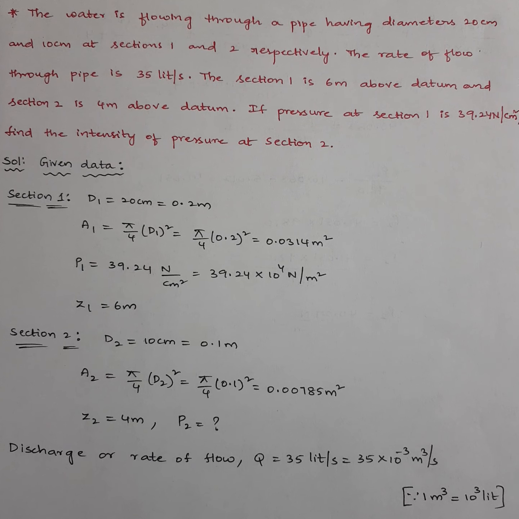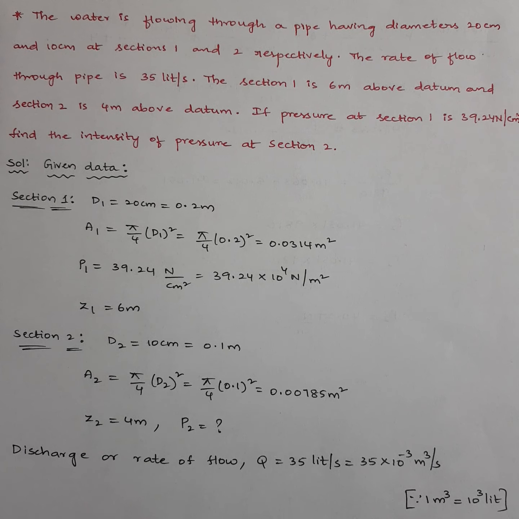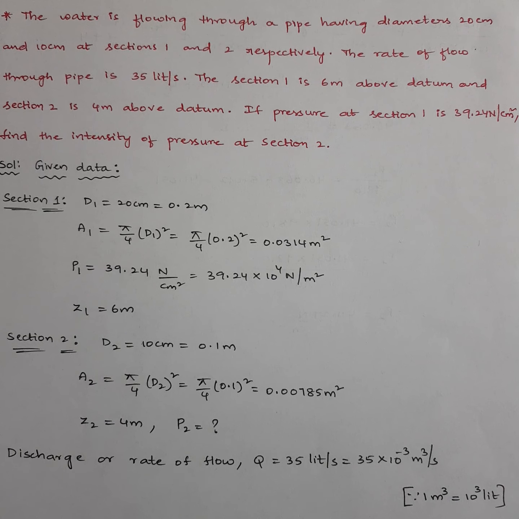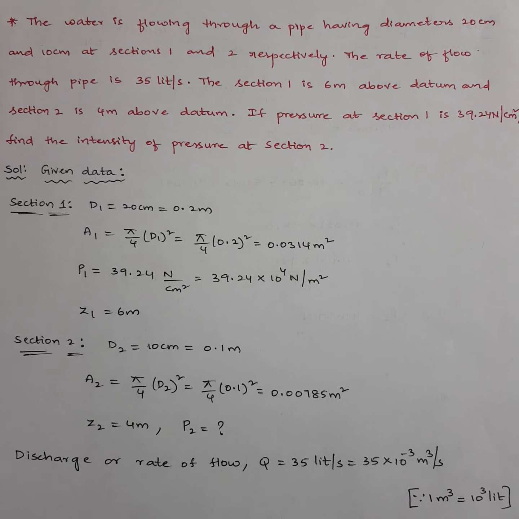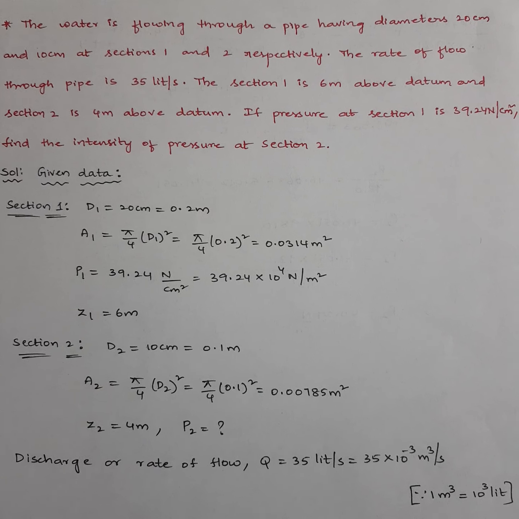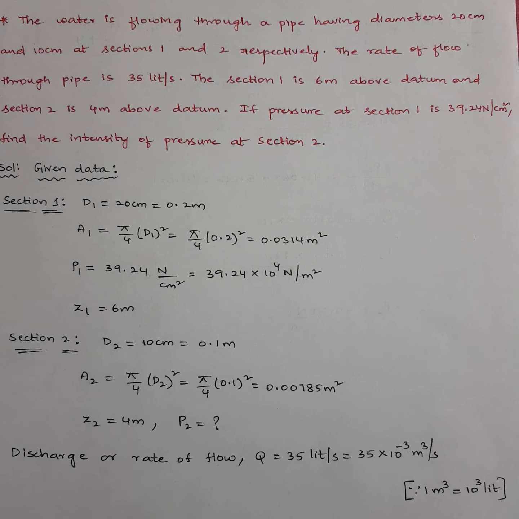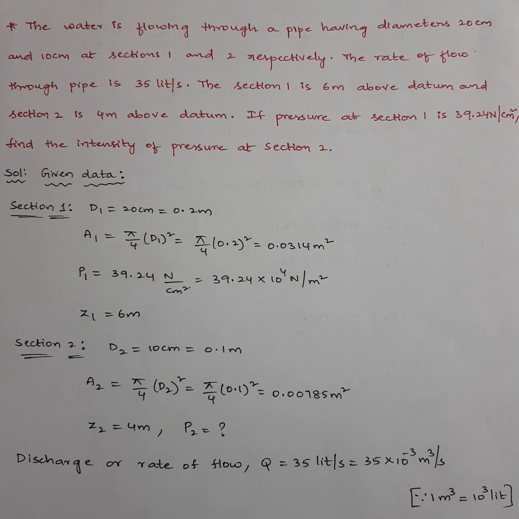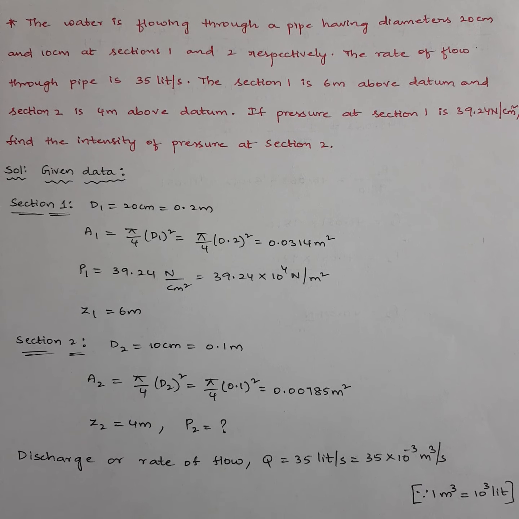So, see the first question. The water is flowing through a pipe having diameters 20 cm and 10 cm at sections 1 and 2 respectively. The rate of flow through the pipe is 35 liter per second. The section 1 is 6 meters above datum and section 2 is 4 meters above datum. If pressure at section 1 is 39.24 Newton per centimeter square, find the intensity of pressure at section 2.